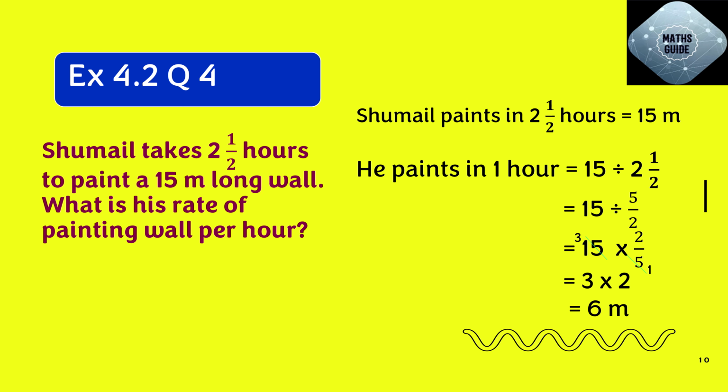So finding out the unit rate, we always divide. We will divide 15-meter long wall by 2.5 hours. And for division, we have to recall the rules that first we have to convert this mixed number to an improper fraction. And then we will take the reciprocal. It means we will flip this right side fraction, and we get 2 by 5. Now simplifying them, we get 6-meter long wall. So he paints 6-meter long wall in an hour.